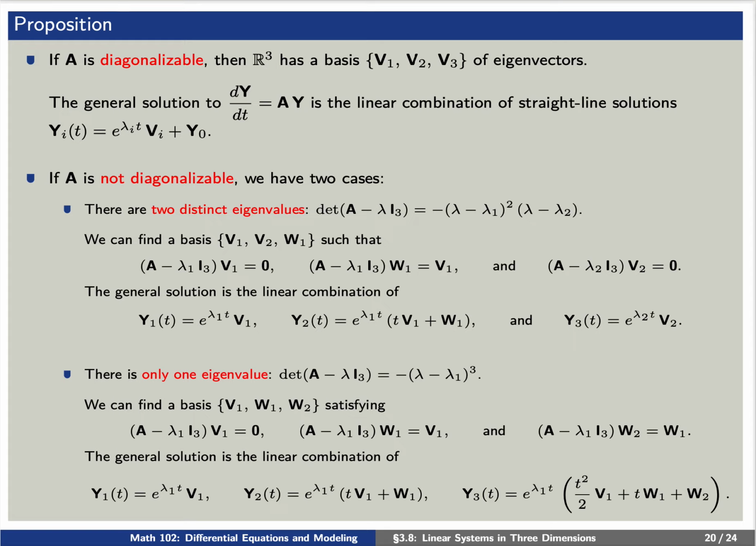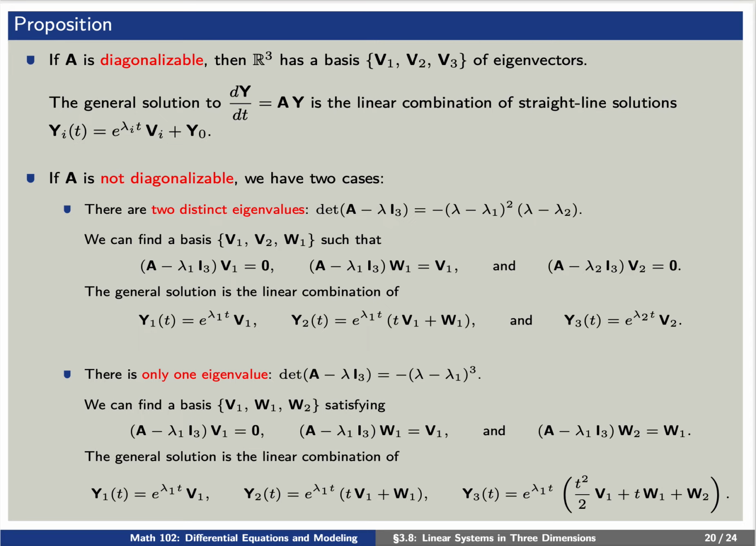In other words, our characteristic polynomial factors as (lambda minus lambda 1) cubed. In this case, we can find a basis consisting of v1, w1, and w2, where v sub 1 is an eigenvector corresponding to lambda 1, w sub 1 is a generalized eigenvector corresponding to v sub 1, and w sub 2 is a generalized eigenvector corresponding to the generalized eigenvector w sub 1.